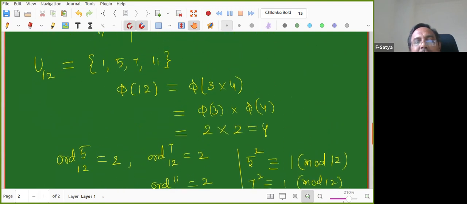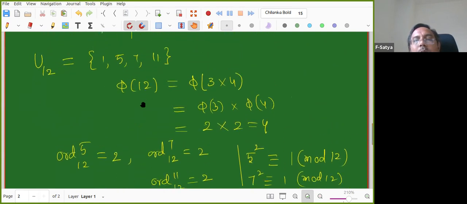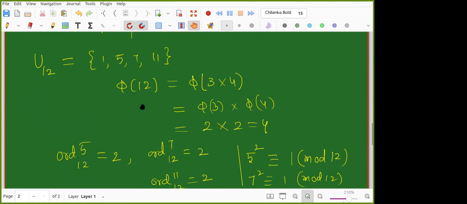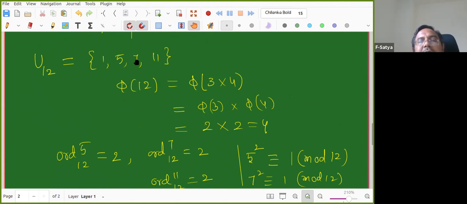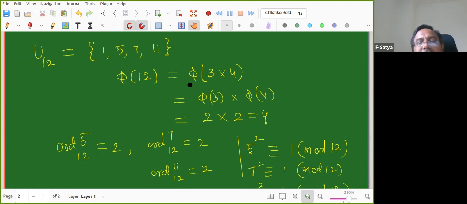But is it cyclic? No, sir, it is not a cyclic group. What is the reason? No element here is of the order of the group. U12 is a group of order 4, but here none of the elements is of order 4. So this group is not cyclic.